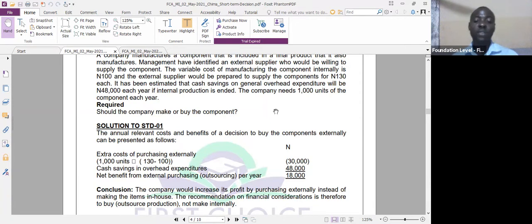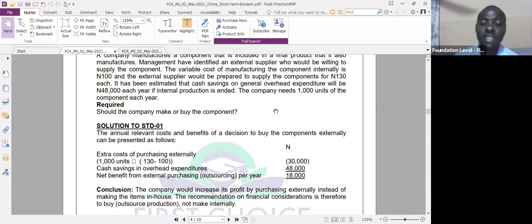Now that's for one unit. Multiplied by the number of units, it means that you are going to spend 30,000 naira buying it from outside. But it says that if you buy it from outside and end internal production of it, you are going to save 48,000 naira in a year.